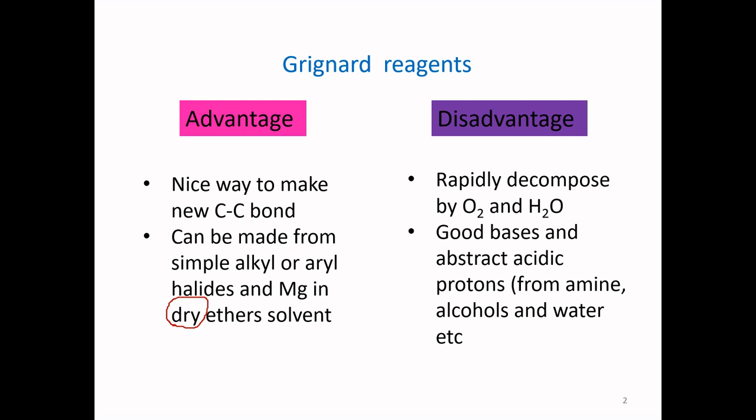However, the disadvantage of using Grignard reagent is that it is rapidly decomposed by oxygen and water. This is related to the word dry here. It is also a good base, and it can abstract acidic protons if you are using amine, alcohol, water, and so on.